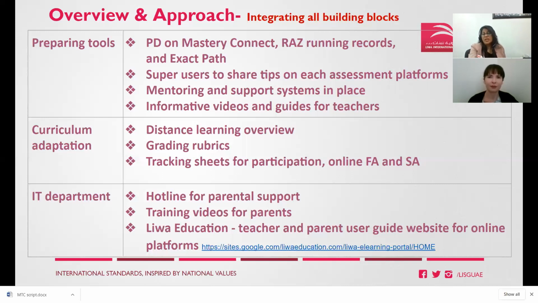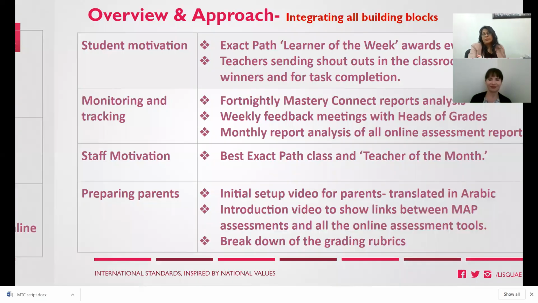The IT department were very helpful. They had a hotline for parental support. They would create training videos for parents. They would talk to them on phones and guide them through how to log in, giving them their passwords. Our teaching assistants also helped the IT department in this. Also, as a whole group, Liwa Education has a portal where the teacher and parent user guides are kept for all the online platforms. So the parents can click on any platform they want, and they have the supporting documents there to guide them through the platform.